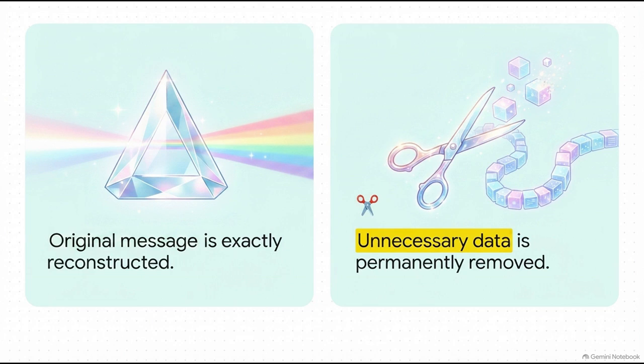Lossy compression, on the other hand, permanently removes unnecessary data. Why on earth would we do that? Well, because human eyes and ears are incredibly easy to trick. Dropping random, invisible pixels or high frequencies we can't even hear is totally fine for our imperfect human senses. And that is exactly why lossy is the absolute champion for media.